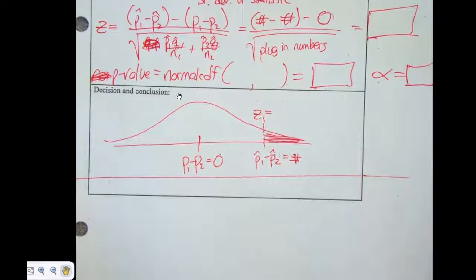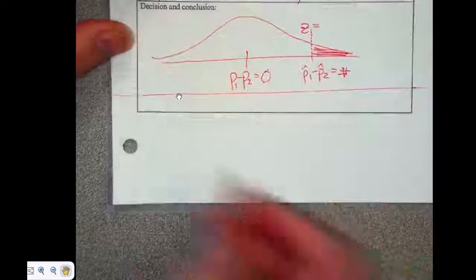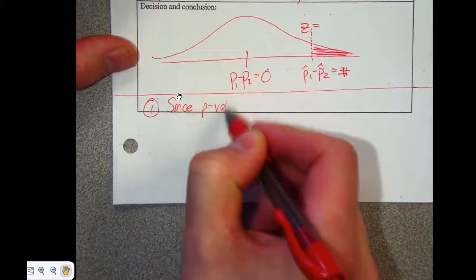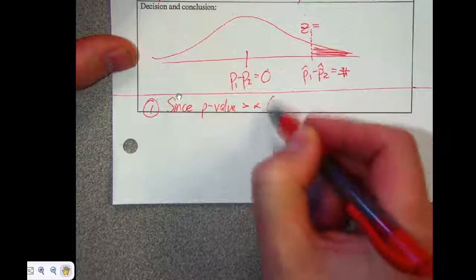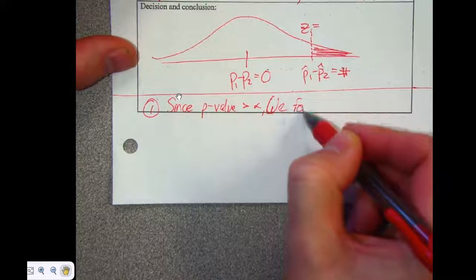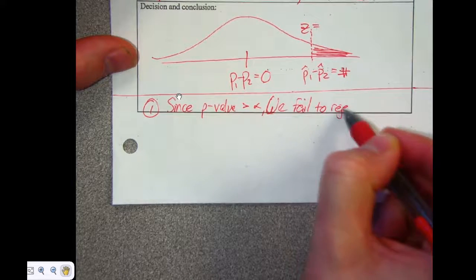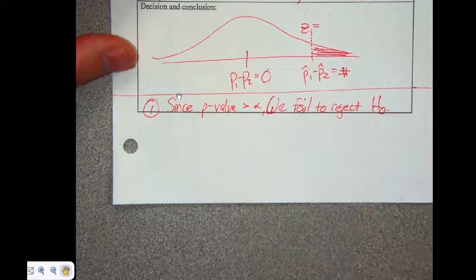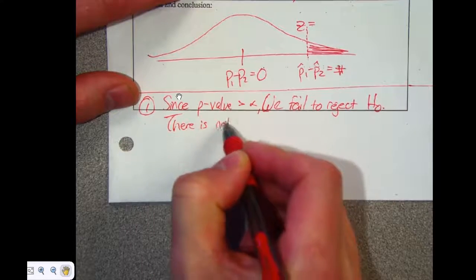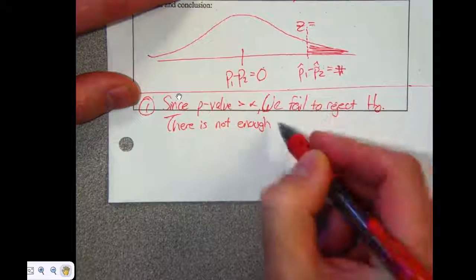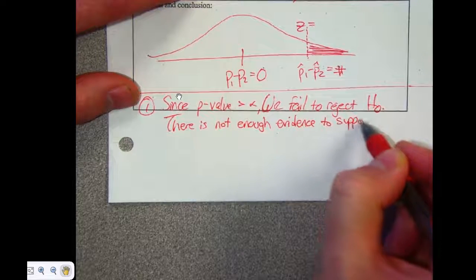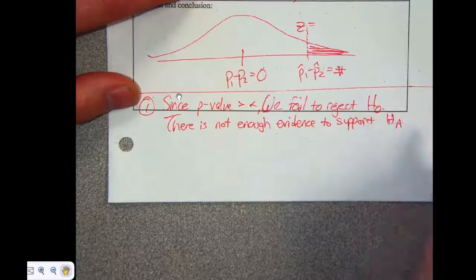Should I write both conclusions? Okay, so your options are: since p-value is greater than alpha, we fail to reject H0. There's not enough evidence to support HA.